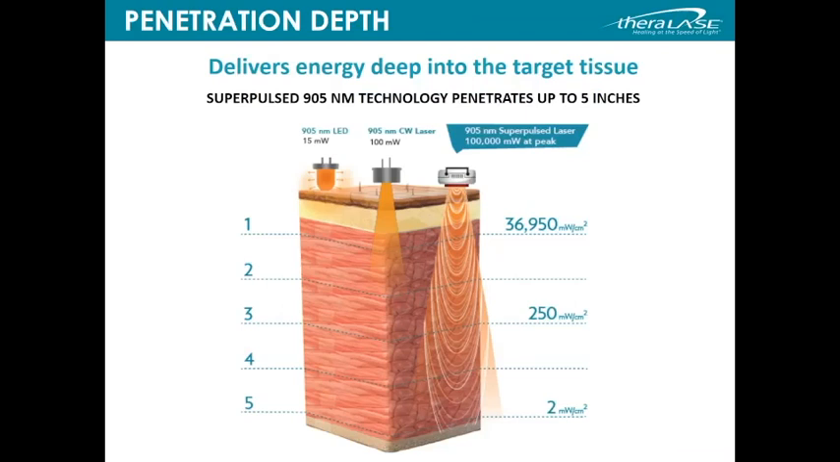Now, Theralase uses superpulse 905 nanometer technology, which allows us to deliver a high peak power at the surface of the skin without creating or generating any heat. So they're very, very quick, short bursts of light being delivered at a very high intensity that allows us to penetrate up to 5 inches in depth. This is for our 905 nanometer near-infrared laser diodes. Our 660 nanometer visible red laser diodes penetrate more superficially, and they're more effective for wound healing as well as treatment of superficial tissues.